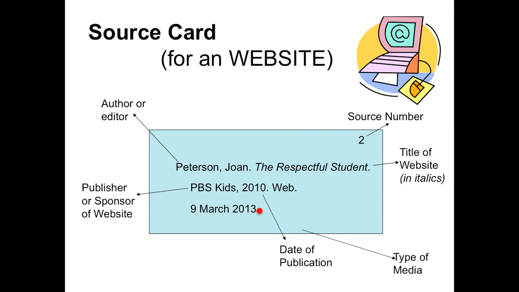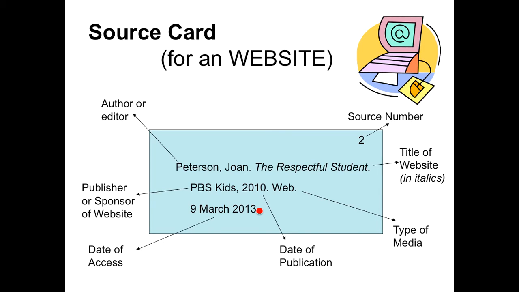The next thing we're going to put is the type of media. Because we're viewing it on the web, on a website, online, we're going to write web. For the sake of our project, remember books are the only one that get print. Web fits for a website or a database article. Then the last date that we put on here is actually the date of access, meaning the date we access this information.